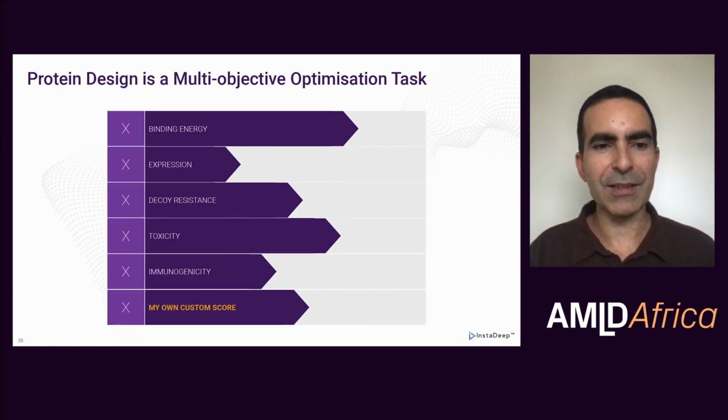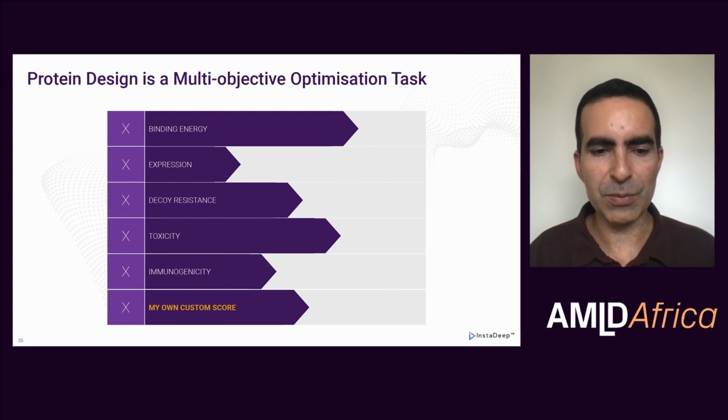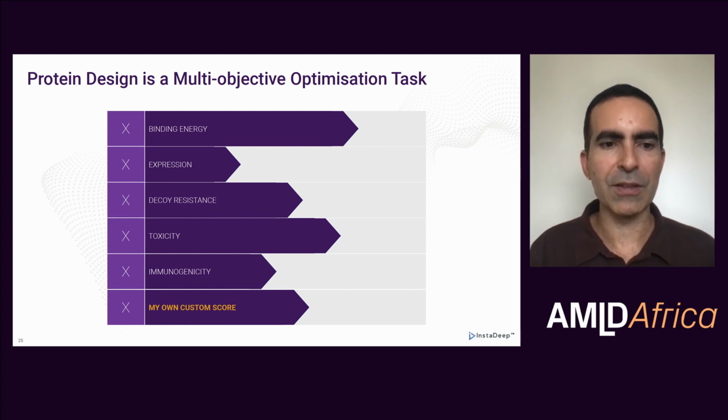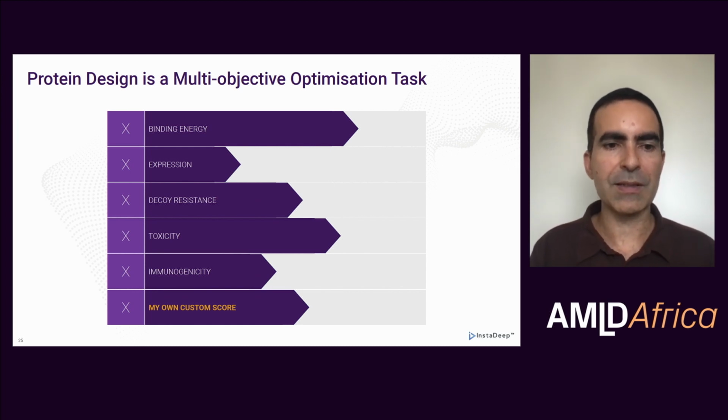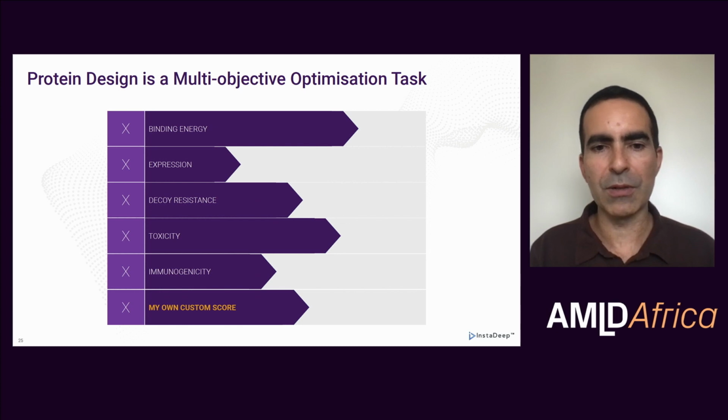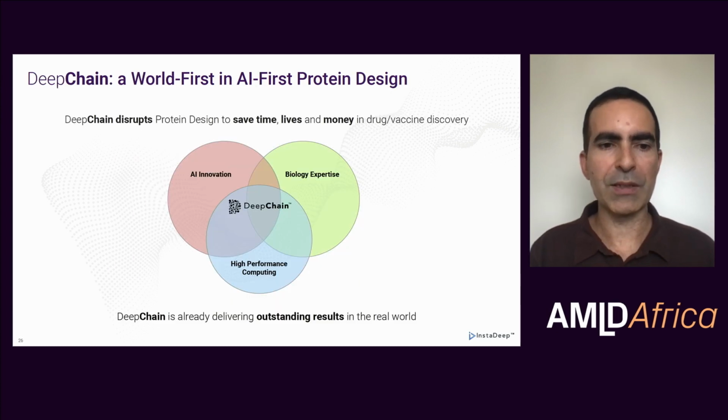And the reality is that it's not usually one metric. It's multiple metrics. You want a certain energy profile. You want this protein to be expressed or not attacked by the immune system, if you're looking at, for example, a therapeutic or a vaccine, so that's the notion of immunogenicity. You want it not to be toxic to humans, etc., etc. And you could potentially also have your own custom criteria.